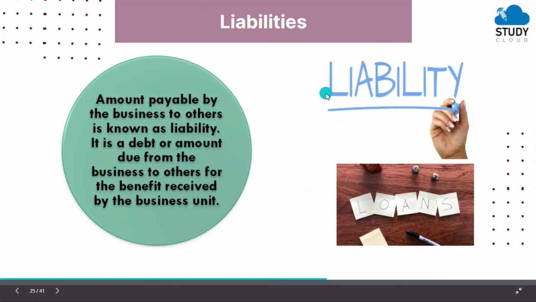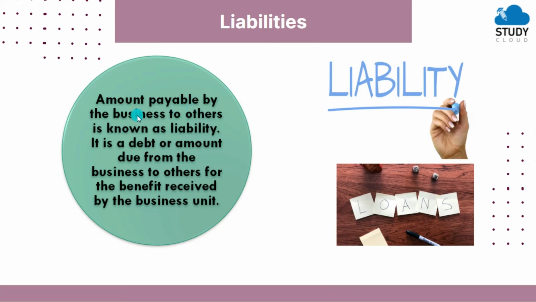Then next is liabilities. What are liabilities? Amount payable by the business. Here the important word is payable. The amount is not yet paid but is supposed to be paid. So the amount payable by the business to others is known as liability. It is a debt or amount due from the business to others for the benefit received by the business unit. So it means a debt payable by the enterprise in the future in the form of money or goods for the benefit received by the business is known as liabilities.